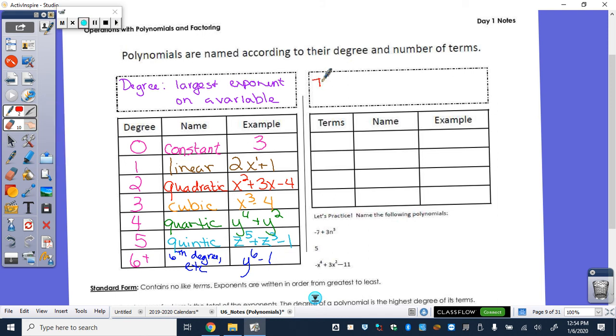So our other way of categorizing them is by how many terms they have. Terms are separated by plus and minus signs. So 1 term, 2 terms, 3 terms, those all have special names, but 4 or higher, they don't have any special names.